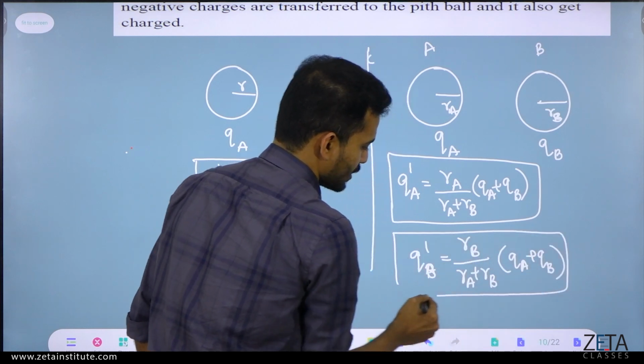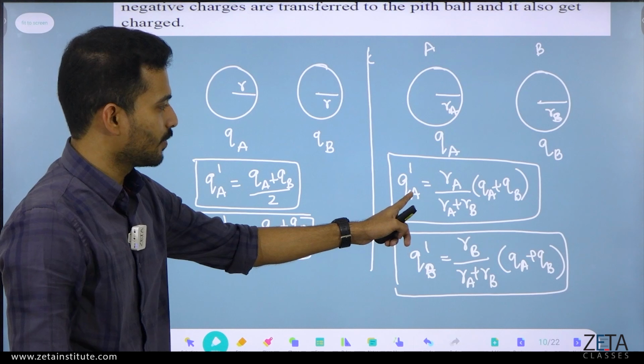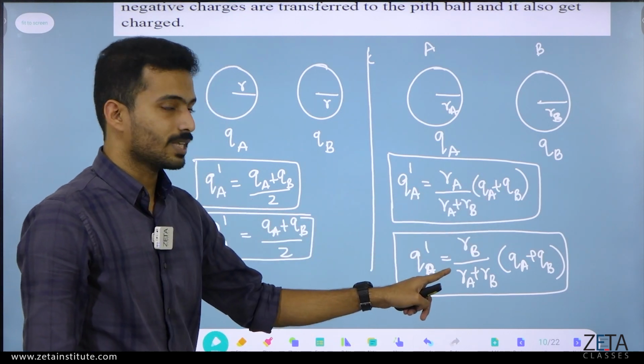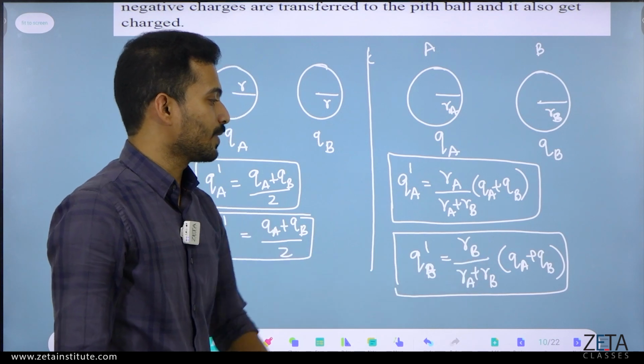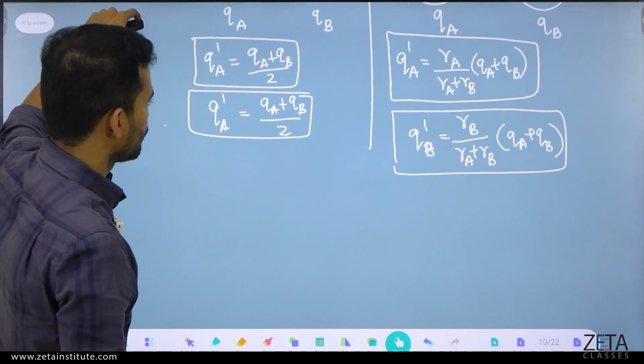So that is the charge on the second body. Charge on the first body is given by RA by (RA + RB) into (QA + QB). Charge on the second body is given by RB by (RA + RB) into (QA + QB). Let us take one example.